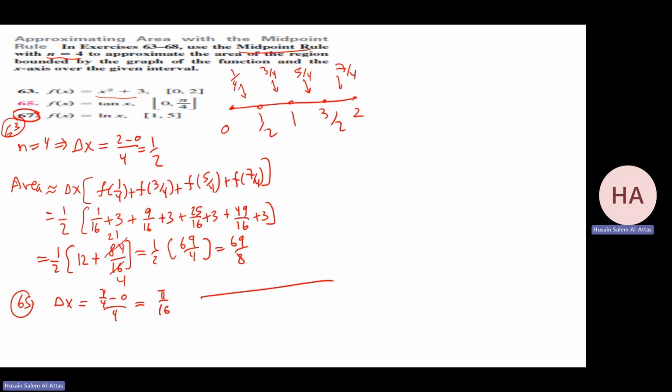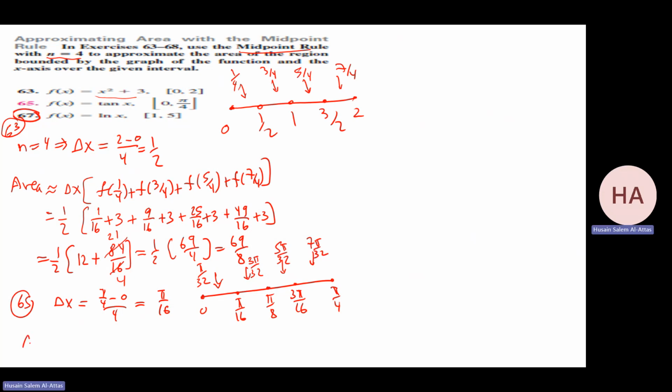So I have 0. I have pi over 16. Add pi over 16. You have pi over 8. Add pi over 16. You have 3 pi over 16. And then you have pi over 4, which is 4 pi over 16. You need the mid. Pi over 32. This one, 3 pi over 32. Here, 5 pi over 32. Here I have 7 pi over 32.